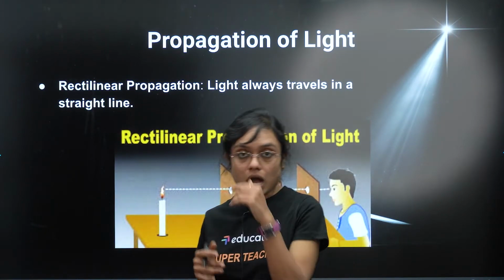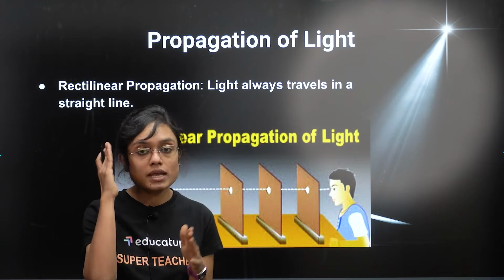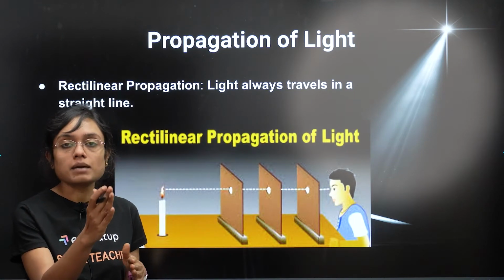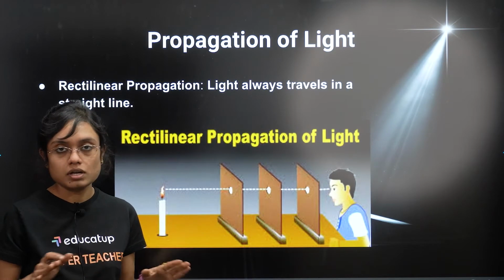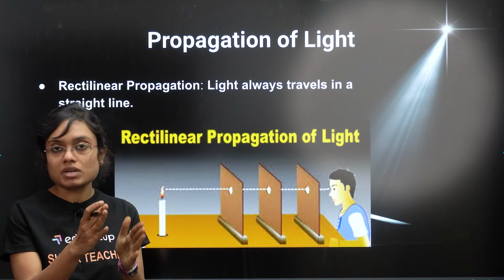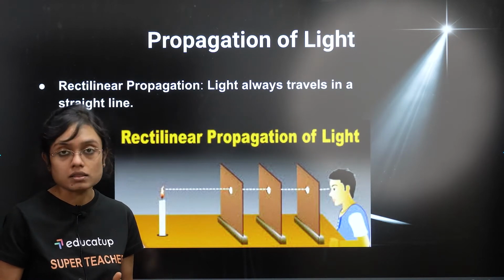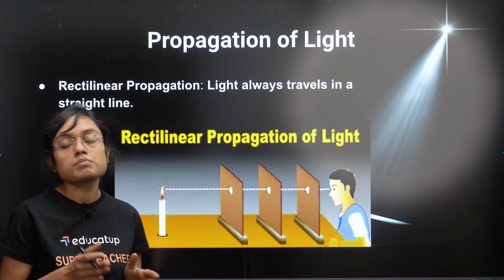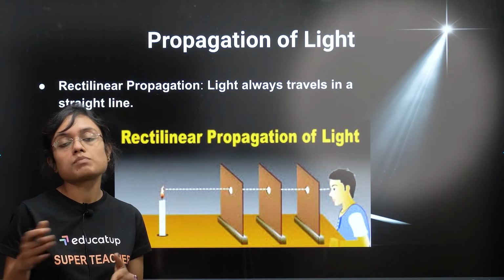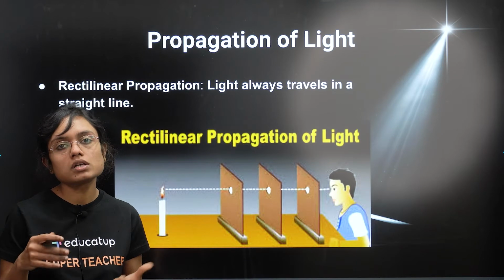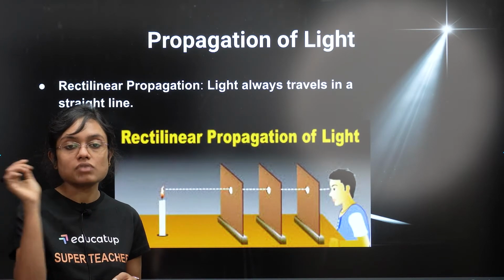Propagation of light. Now, how does light travel? Always remember, children, light always travels in a straight line. Light never bends or slants, no, never. Light always travels in a straight line, and this traveling of light in a straight path is known as rectilinear propagation. Light always shows rectilinear propagation. Rectilinear is the word which is used for a straight line, and light always travels in a straight line.